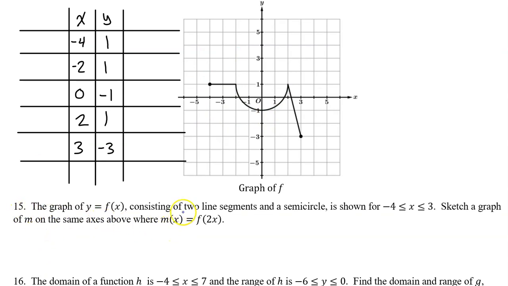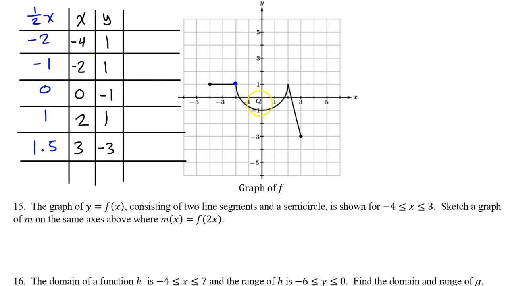Number 15, looks like we have one more of these. The only transformation is a horizontal dilation by a factor of 1/2, the opposite of what it appears. So I can find new x values by doing 1/2 x. So this will be -2, -1, 0, 1, and 1.5. So plotting these points, we have -2, 1. So that's going to be right here. All right, that's my new endpoint.